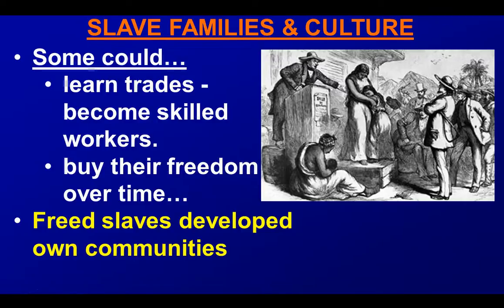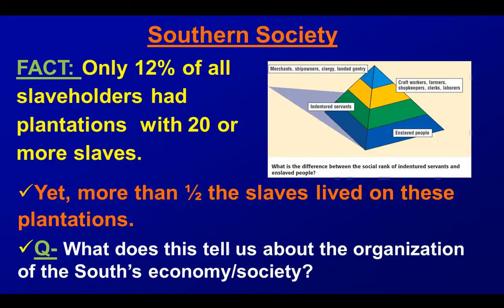And these slaves, once they're freed, kind of developed their own communities because they weren't allowed necessarily to live amongst whites freely or the same as anyone else. They were very self-reliant, and living free in white society was not easy then either.